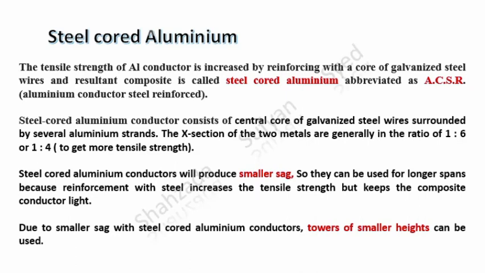These steel cored aluminium conductors consist of a central core of galvanized steel which is surrounded by aluminium strands. And remember, the cross section area of these two metals is generally in a ratio of 1:6, and if you want more tensile strength you have to reduce the ratio to 1:4.